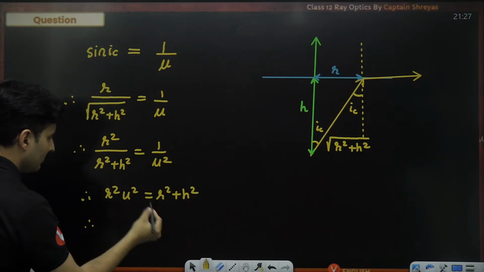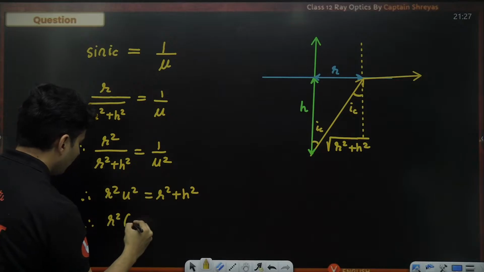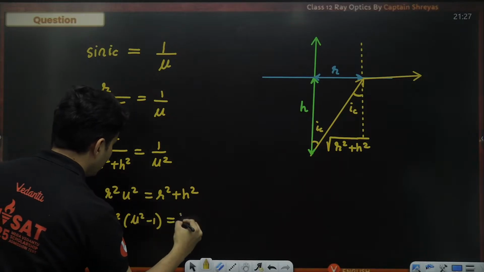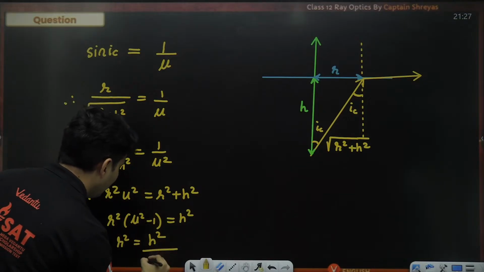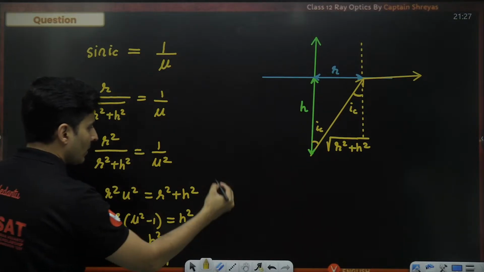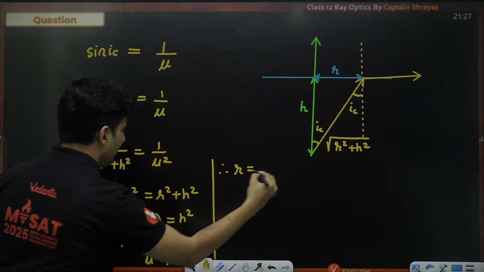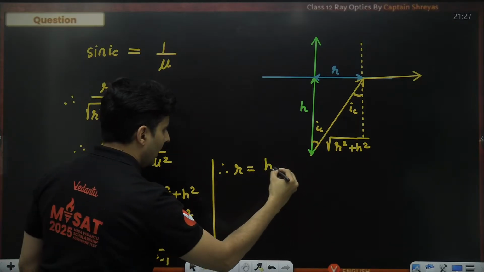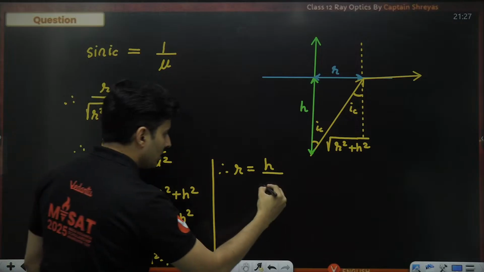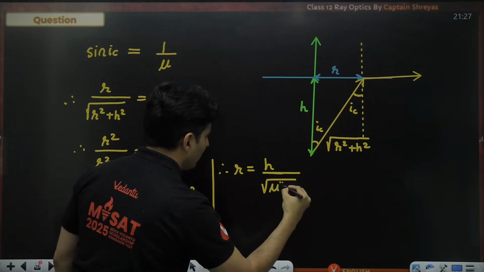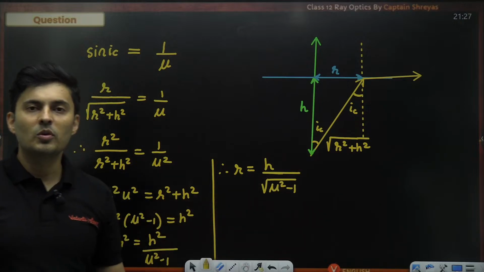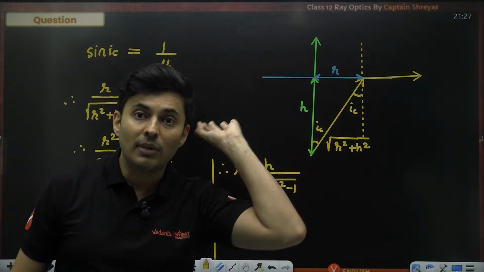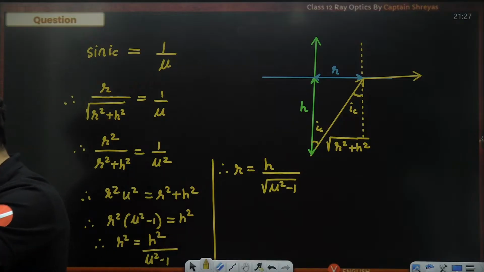Bring r on one side because we want it. So r square into mu square minus 1 is equal to h square. Therefore r square will be h square divided by mu square minus 1. Therefore r will be, taking root on both sides, h square's root is h, the whole thing divided by root of mu square minus 1. That's the answer: h divided by root of mu square minus 1. This problem has come multiple times in JEE Mains, so you cannot afford to skip it. Okay.